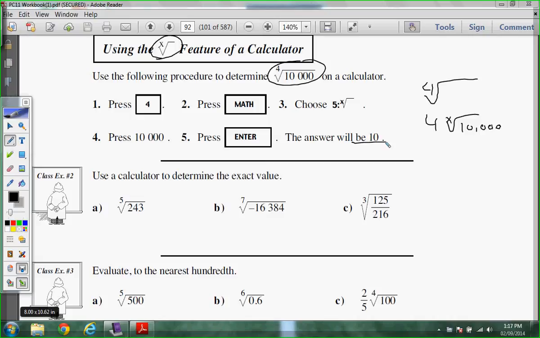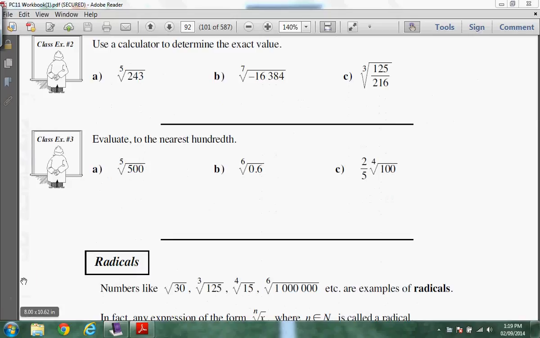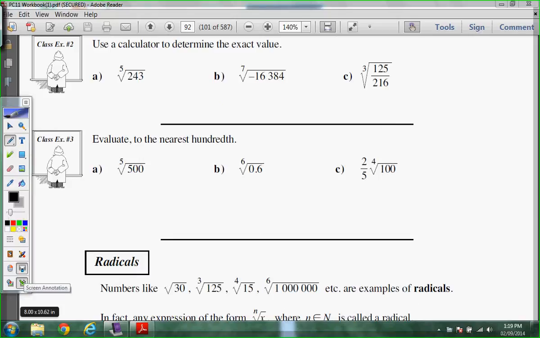All right, let's try example 2 here. Use calculator to determine the exact value. I'm going to give you about a minute and a half, 2 minutes. Go ahead and just plug these in your calculator. Put the exact value. Okay? Put exact answers.